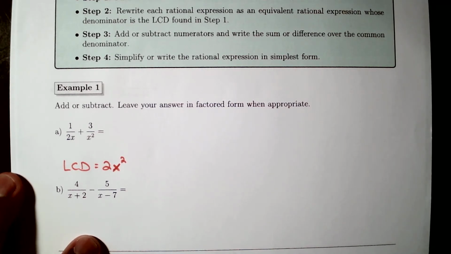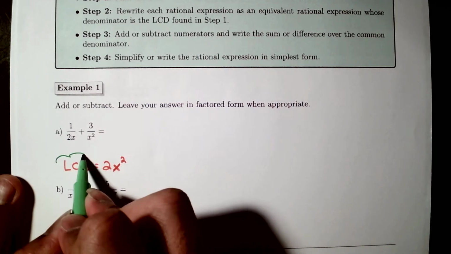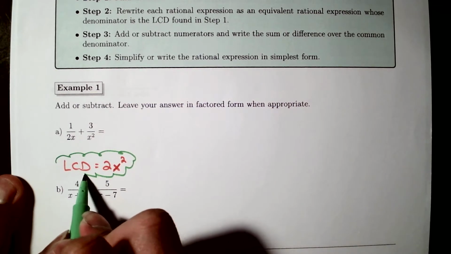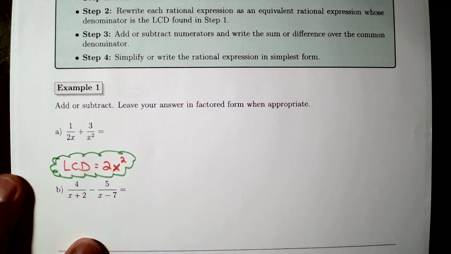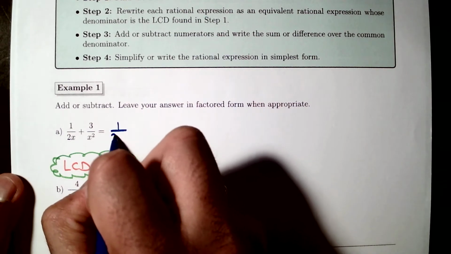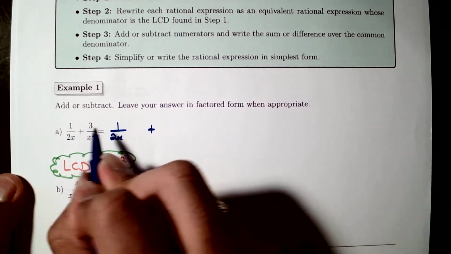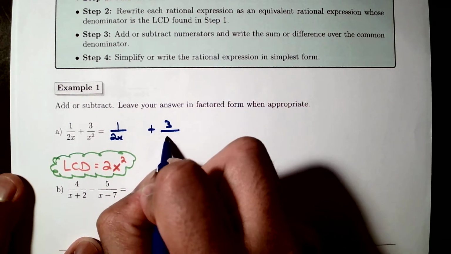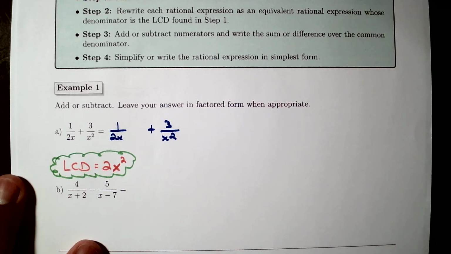So what are we going to do in this case? We are going to write these fractions in an equivalent form that has this common denominator. So I'm going to do the following: 1 over 2x, I'm going to leave space for missing factors, and 3 over x squared, and I'm going to have some space for missing factors.